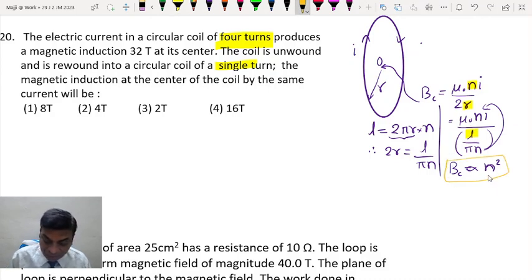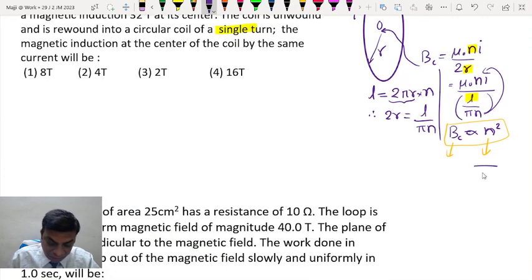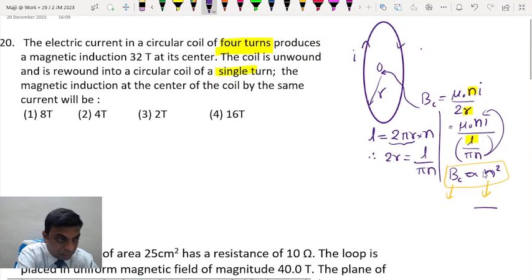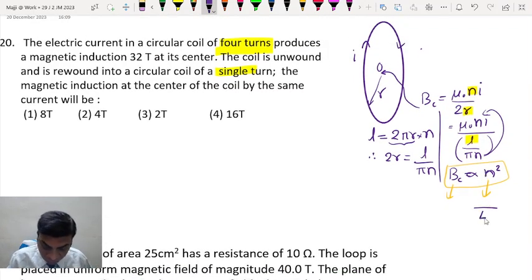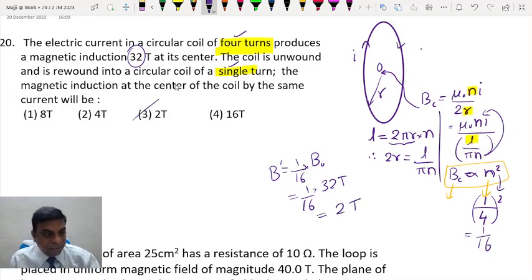So if you know the factor of change for N, immediately you can calculate the factor of change for BC. What is the factor of change for N? Initial value was 4 and final value is 1. Remember, factor of change is final value by initial value. Square it because it is square. So you have 1 by 16. That is, the new magnetic field is 1 by 16 times the initial magnetic field. The initial magnetic field given is 32 Tesla. So just multiply it, you get 2 Tesla. So the third option is the correct answer.